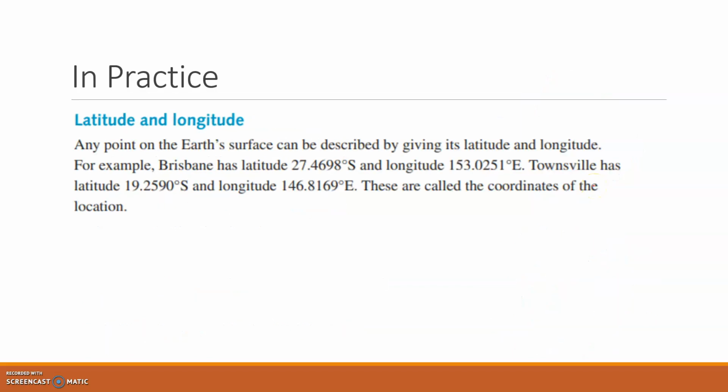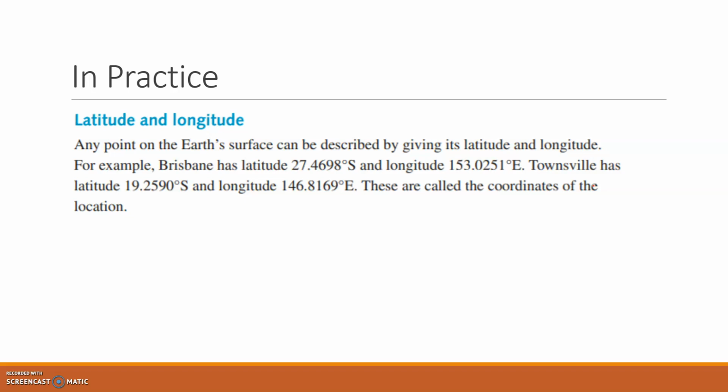So let's have a look at this in practice. Any point on the Earth's surface can be described by giving its latitude and longitude. For example, Brisbane has a latitude of 27.4698 degrees south and longitude of 153.0251 degrees east. And then there's a few more there as well. We call those the coordinates of the location.